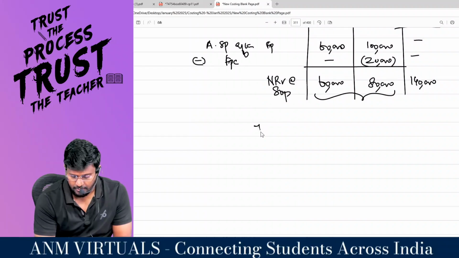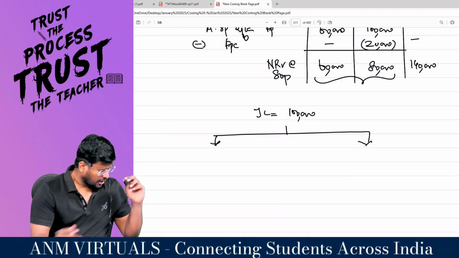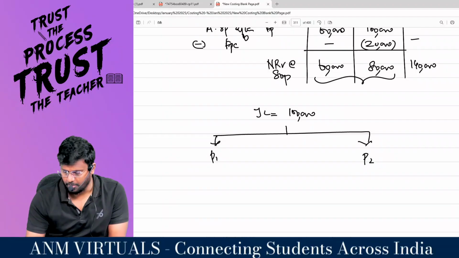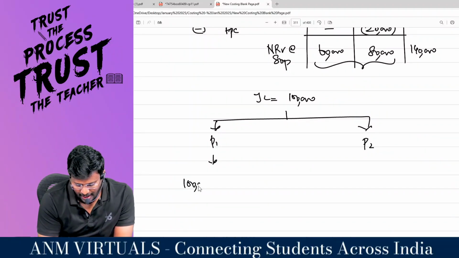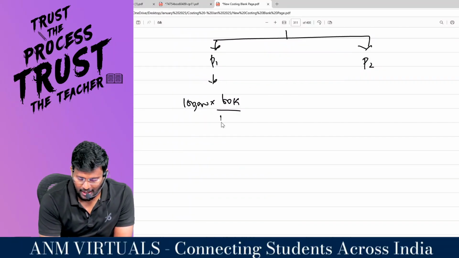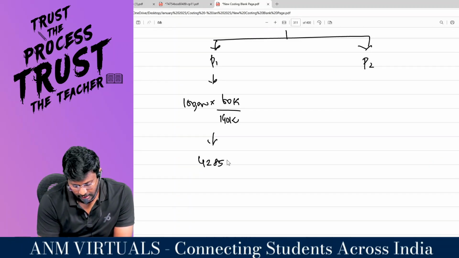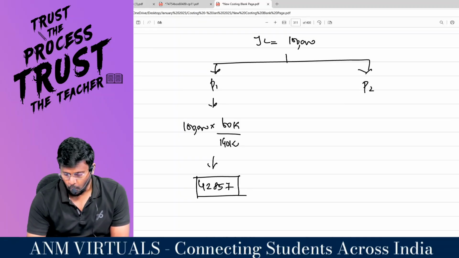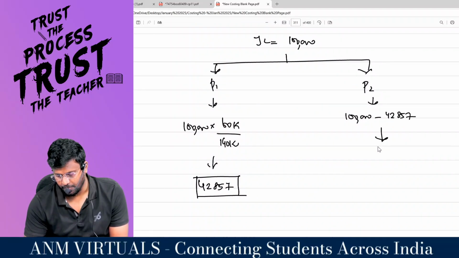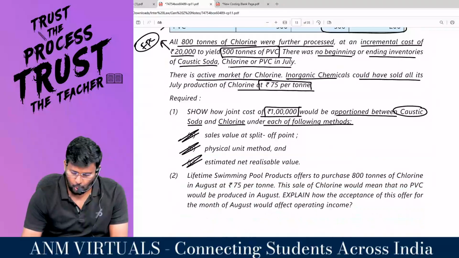What is my joint cost? 1 lakh. Sorry, I have to split the joint cost to product 1 and product number 2. Right? Product number 1: 1 lakh into NRV at split off point, 60,000, divided by 1 lakh 40,000. Correct? What is that? 42,857. So 1 lakh minus 42,857 comes to 57,143.